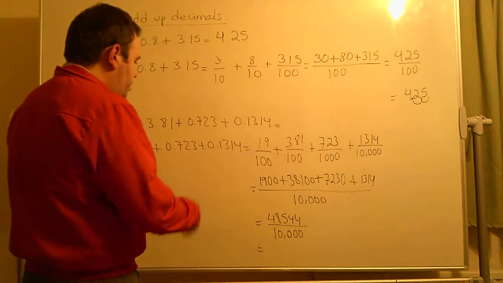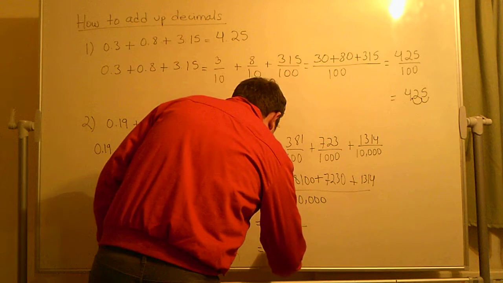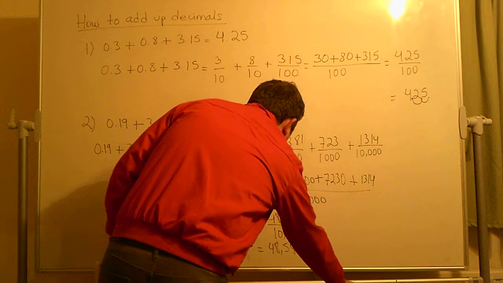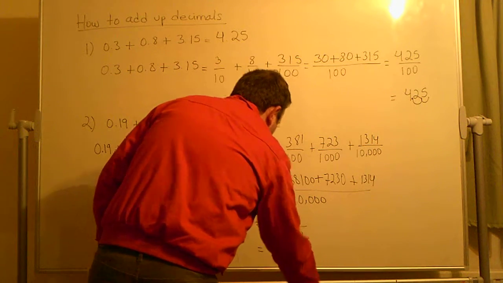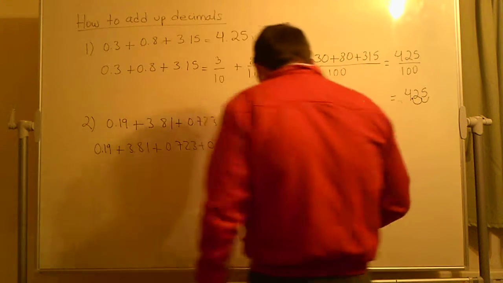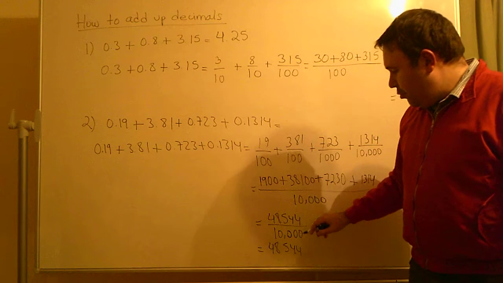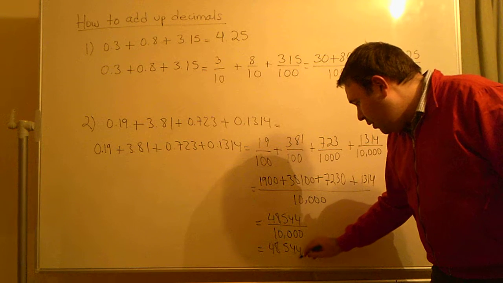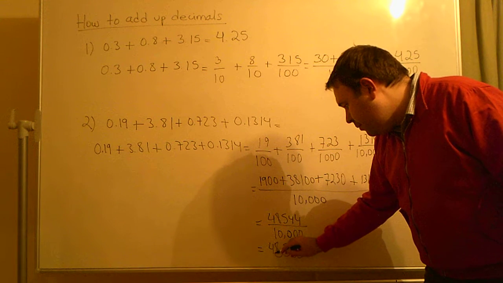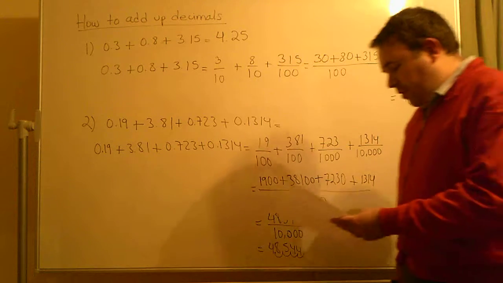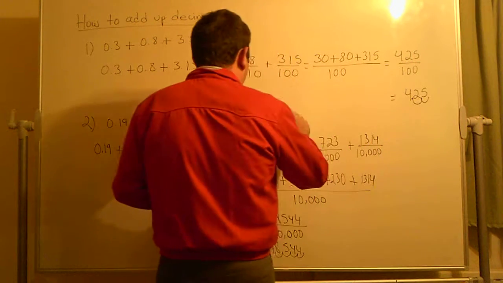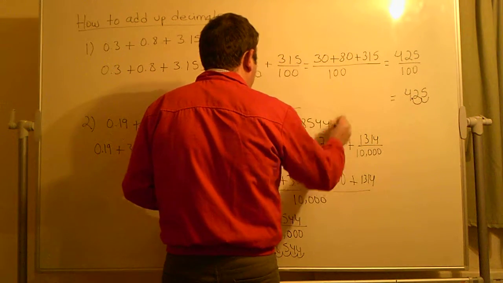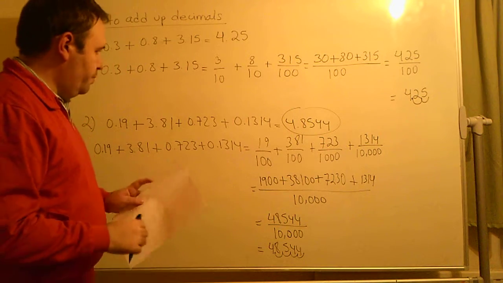And now, if we want to turn this into a decimal, we write it down like this: 48,544, and we need to count the number of zeros, which in this case would be 4. Yeah? So we need to move the decimal point how many places? 4 places. 1, 2, 3, 4. So the final result would be 4.8544. This would be the final result.